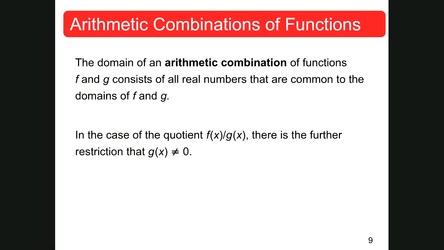The domain of an arithmetic combination of functions, f and g, consists of all real numbers that are common to the domains of f and g. When you're doing f divided by g, there's a further restriction that g of x does not equal 0. So you have to be very careful that the denominator can't equal 0 in those types of functions.